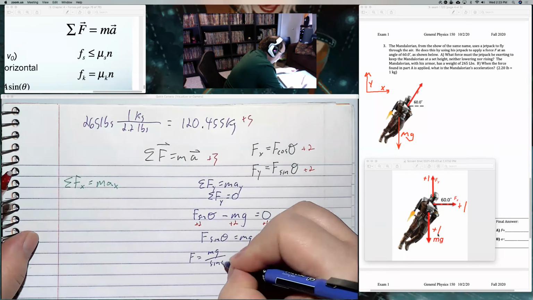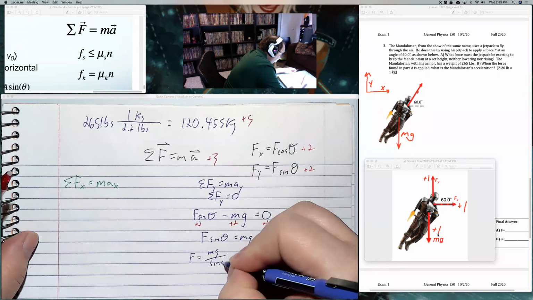Part B says, when that force is applied, what's his acceleration? Well, if he has no acceleration in y, his acceleration has to be in x. And so I'll look at my free body diagram, say right minus left. To the right, I have F of x, or F cosine theta. To the left, I got nothing. So that's my only force. And that has to equal ma.